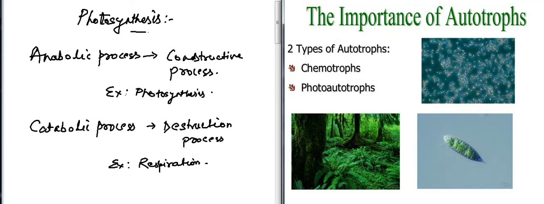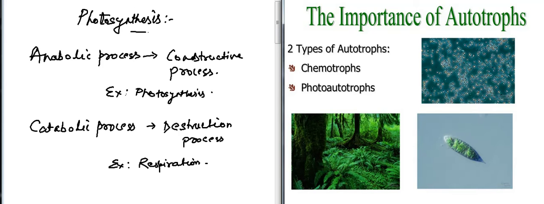So we have two types of autotrophs, the chemotroph and the photoautotroph. About photoautotroph we are going to discuss, that is part of photosynthesis. Chemotroph is a type of autotroph where the organisms themselves generate the energy with the help of some biochemical reaction which is going on inside their body. By the help of that the energy is evolved and they use it as a source of food.